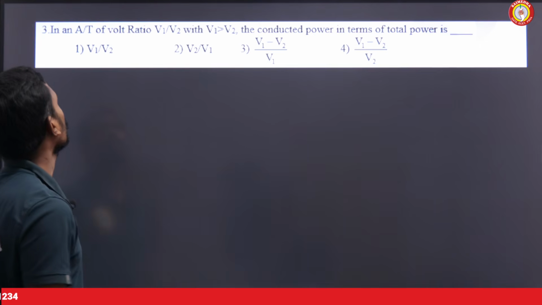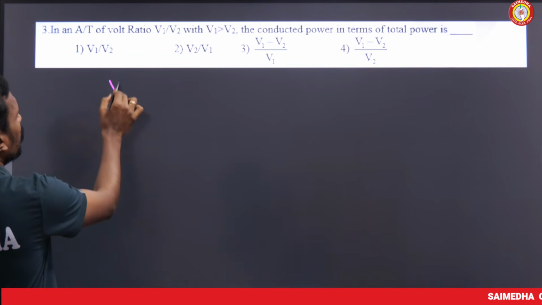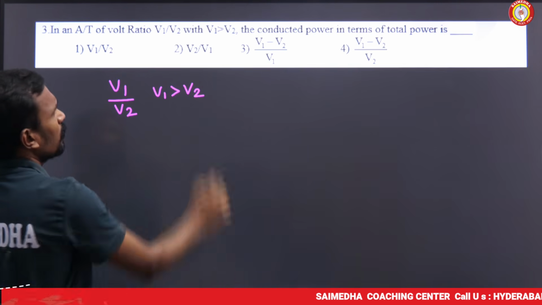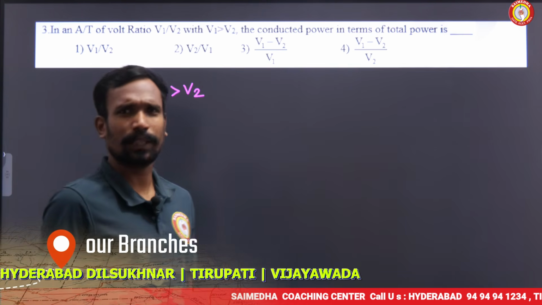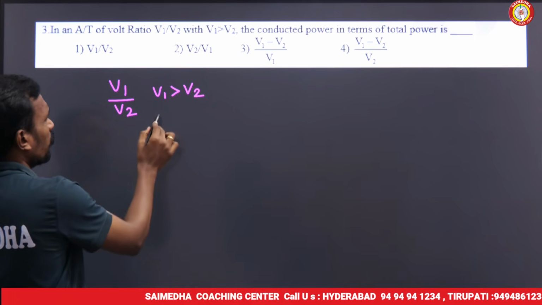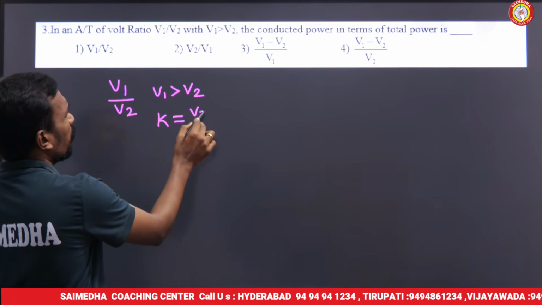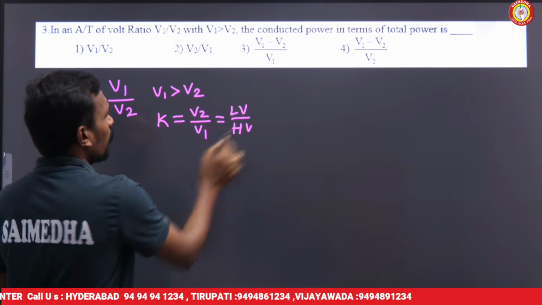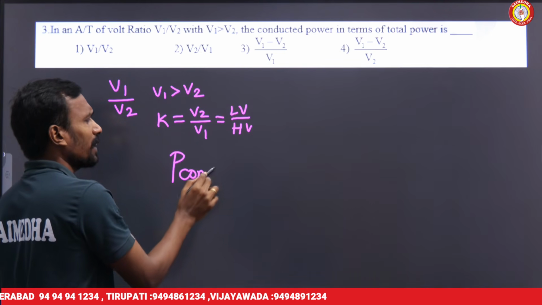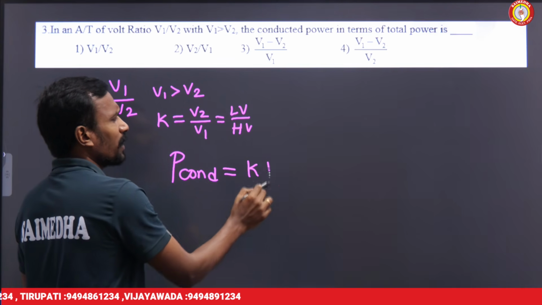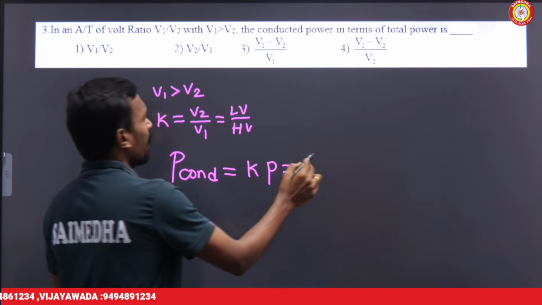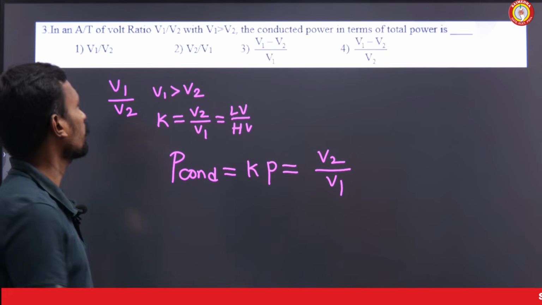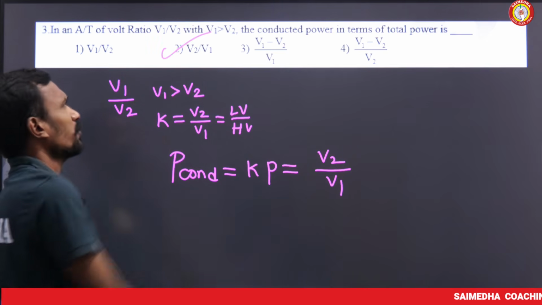In an auto transformer, voltage rating is V1 by V2, where V1 is greater than V2. What is the conducted power in terms of total power? First of all, for an auto transformer, K is equal to LV by HV. Now they are asking for power transfer due to conduction. The power transfer due to conduction is K into total power. What is K? V2 by V1 is K. So it is V2 by V1 times the total power.